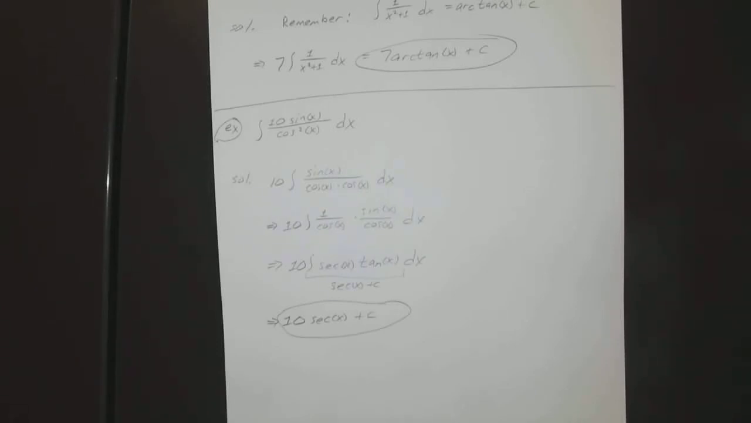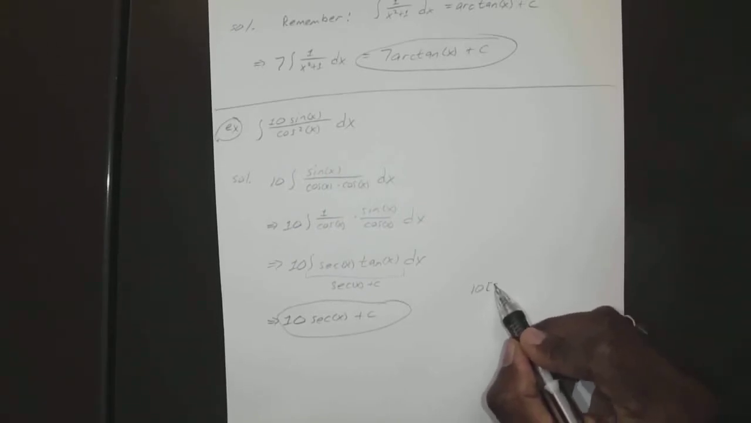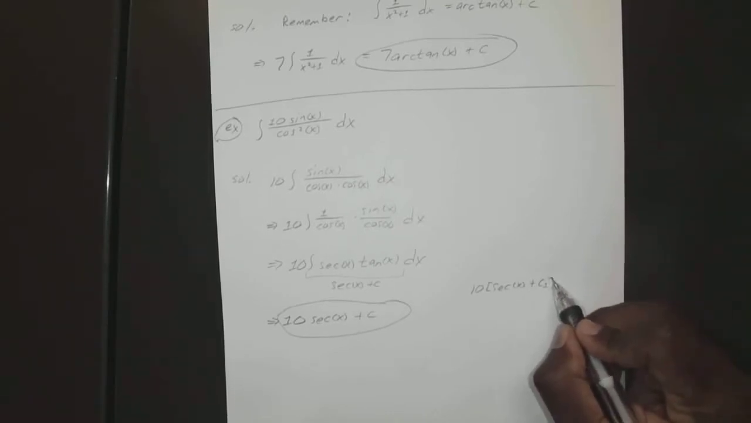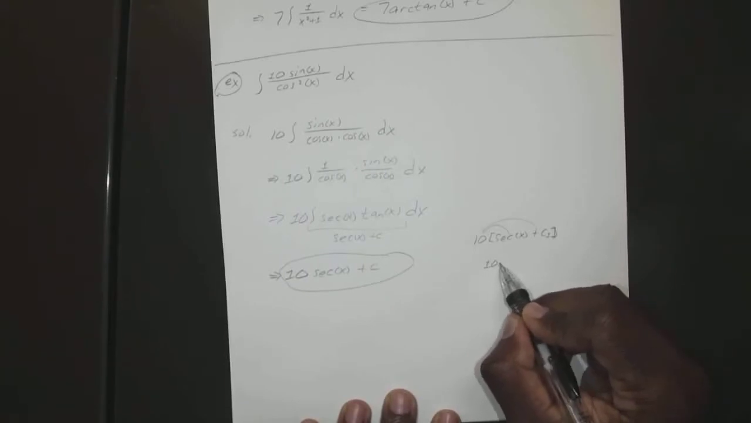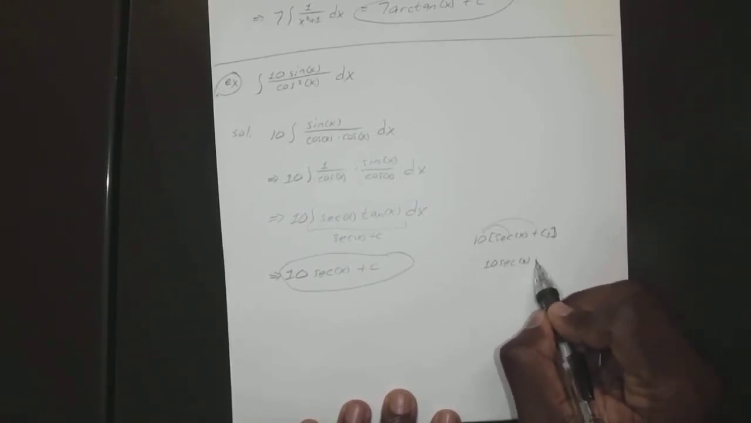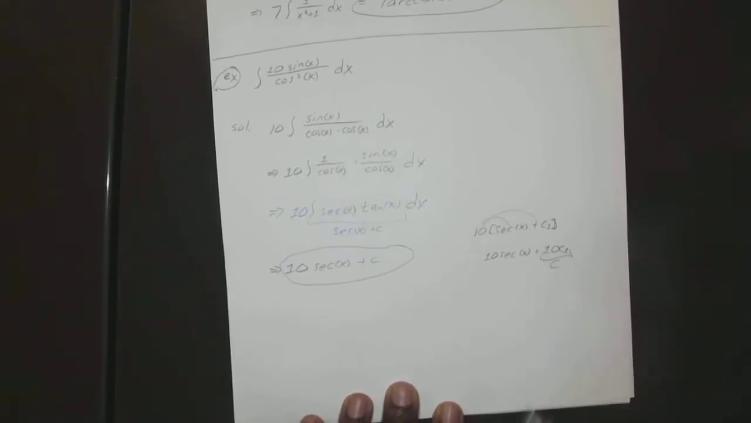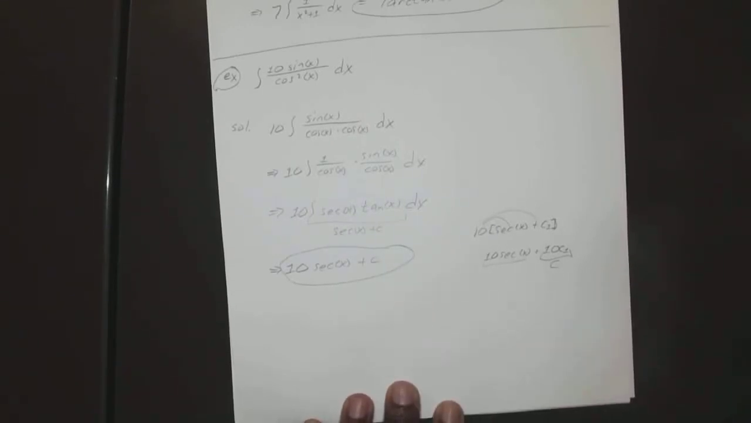Would there have to be parentheses around the secant plus c? Because 10 is still a constant? You know, you don't have to. Because if you had 10 times secant of x plus some constant, and you did distribute the 10, you have 10 times secant of x plus 10 times some constant, which is just another constant. So that's why you just have the 10 times secant of x plus c.